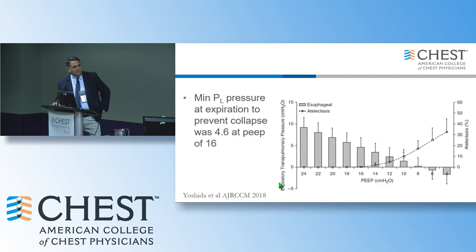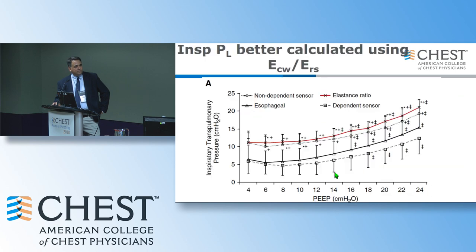And they looked at the expiratory transpulmonary pressure compared to PEEP, and on this axis is the amount of atelectasis measured by impedance plethysmography. They basically saw here that the minimum transpulmonary pressure at end expiration to prevent collapse was 4.6 at a PEEP of 16. So it's similar in line with that EPV trial that I just showed you. They were shooting for keeping it positive, below 10, in the mid 10 range.